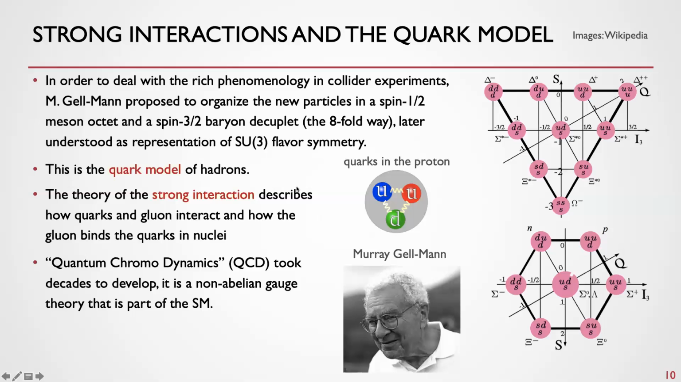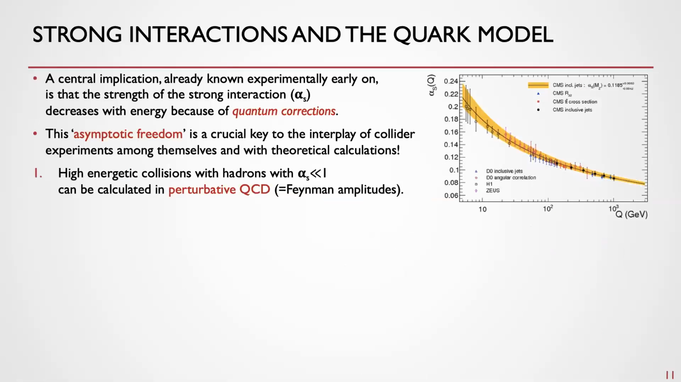It also helps explain why the proton and the neutron can be stable and how these quarks with the same electric charge can be bound together. Mathematically, it's very difficult. It took decades to develop. It is a so-called non-abelian gauge theory. And the theory of the strong interaction, quantum chromodynamics, is part of the standard model.